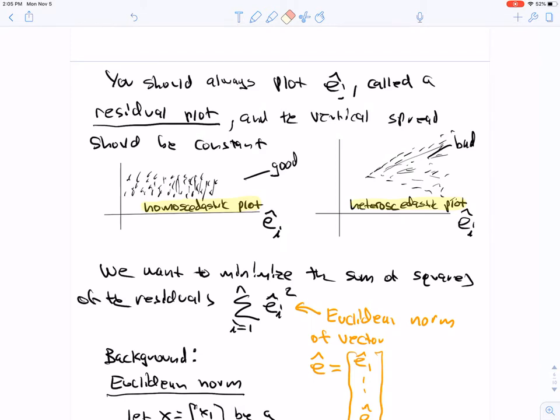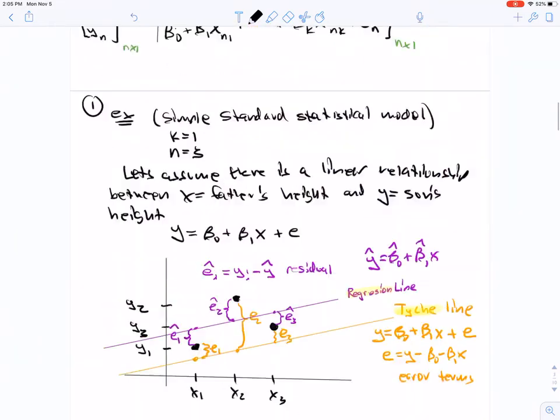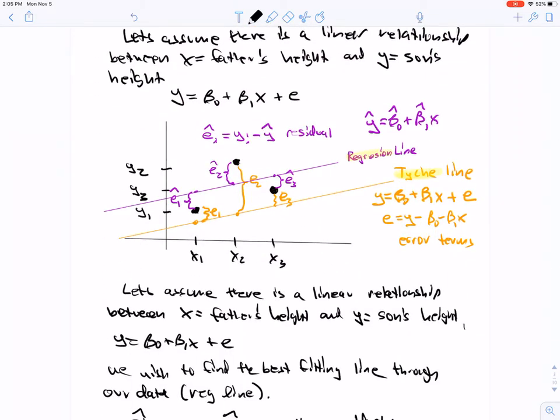What have I drawn here? Let me think. Actually, I think this is my y here. And here I have my xi's along here. So in this picture here I have my xi's along the x, and I'm plotting the residuals.